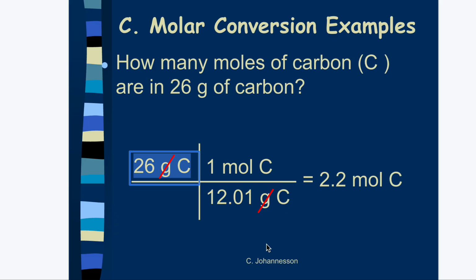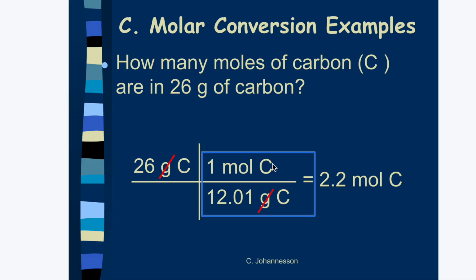We need to cancel out grams. We need to have moles. So in order to cancel out grams, we have to put grams on the bottom. So 26 grams of carbon here is on top. We put 12 grams of carbon on the bottom. That's coming from the periodic table. And 1 mole is at the top.